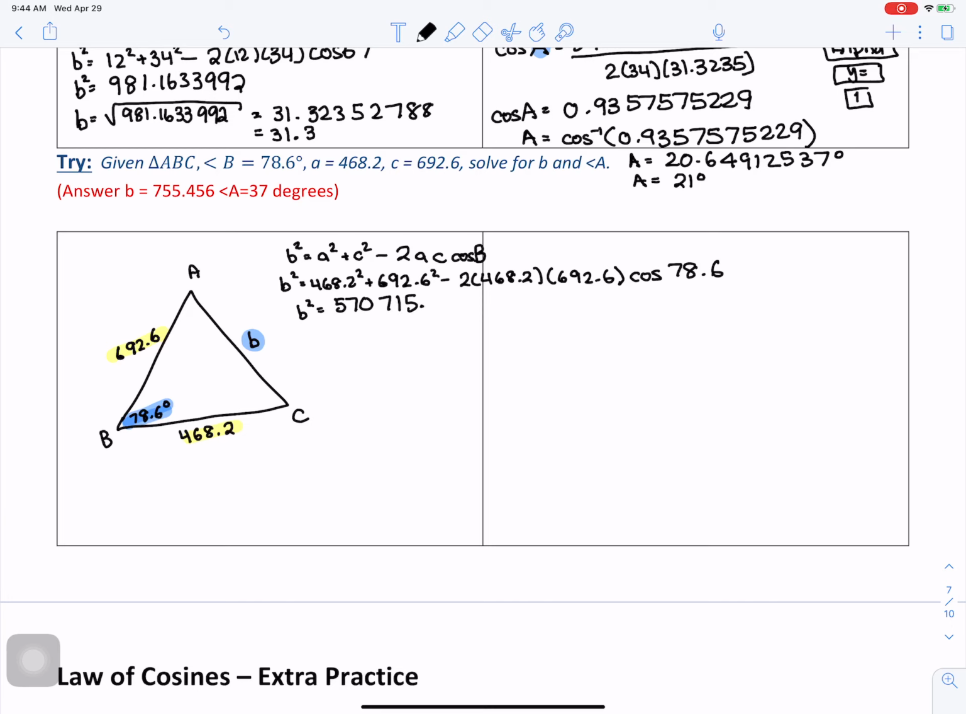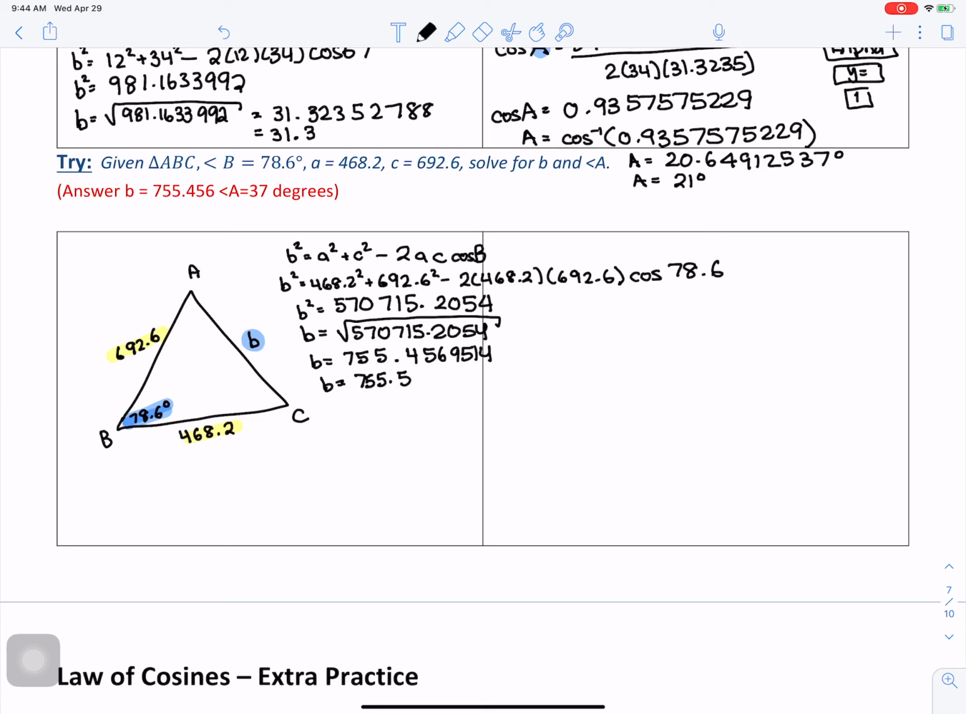of the number. I want to isolate for b, so I'm going to square root both sides. So my answer is going to be the square root of this value, 570,715.2054. So therefore b equals the square root of that value, which is 755.4569514. I'm going to round that to 1 decimal place, which is 755.5. And that would be in meters, centimeters, or whatever those units were.